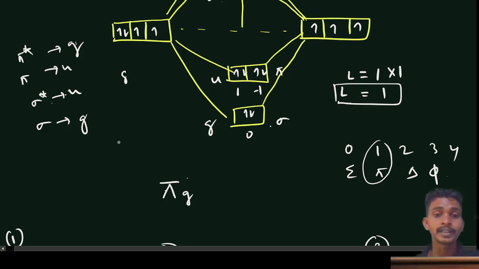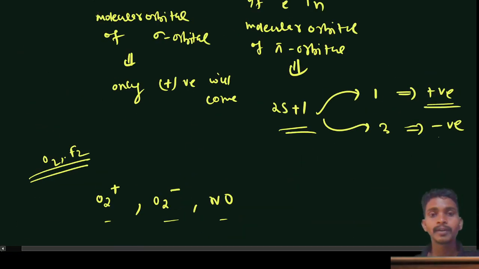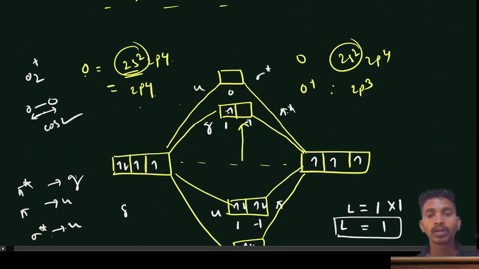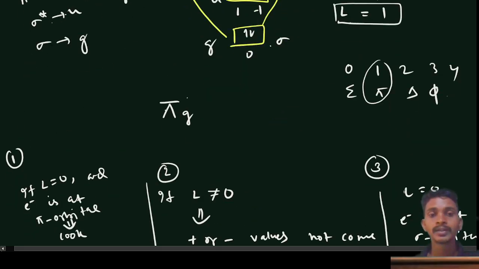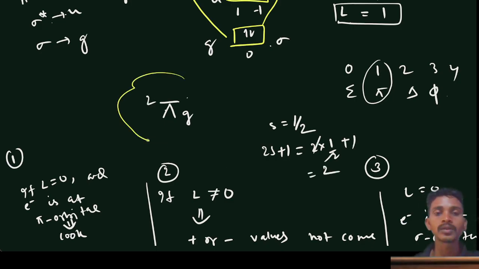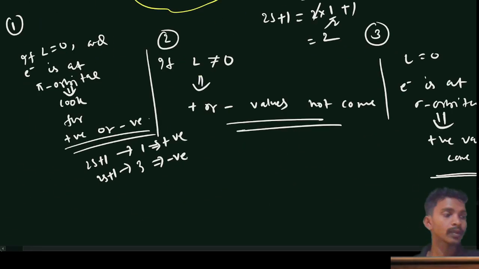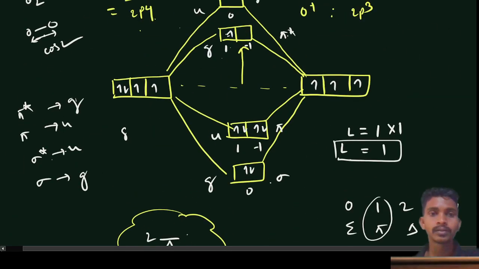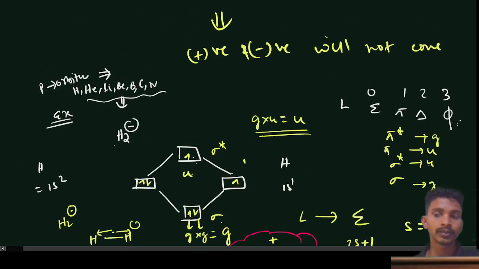Now next, 2s plus 1, so how much is the s value? How many unpaired electrons are there? Only one unpaired electron is there. So s is equal to half. So the 2s plus 1 value will be 2 into half plus 1. This is cancelled off, then 2. So this is the term symbol. Likewise we will calculate it, and we will look at another example.